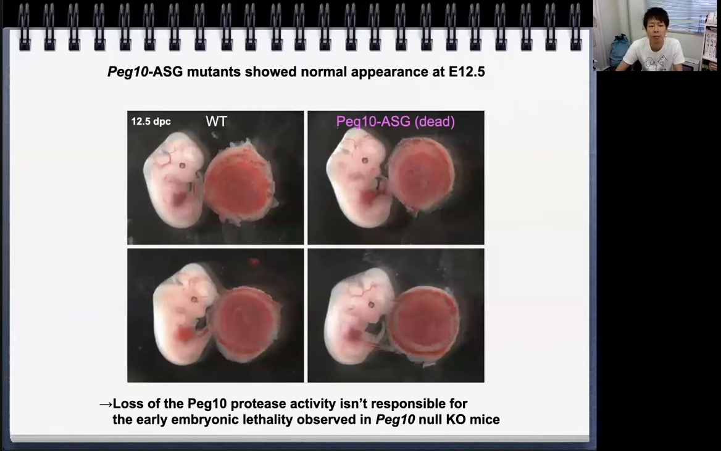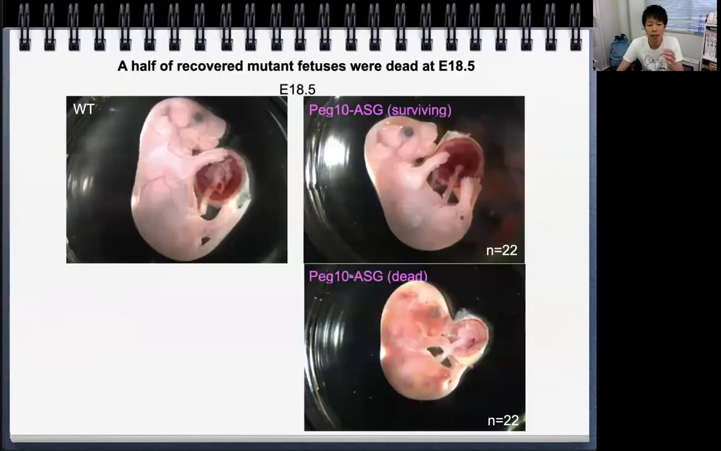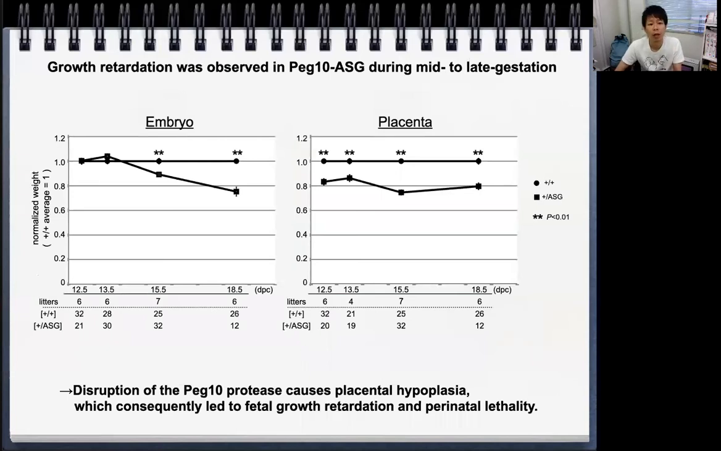Before the generation of RIKEN-ASG mice, we predicted that the mice would show early embryonic lethality like the knockout mice. However, as shown here, the mutant embryos and placenta were apparently normal at 12.5 days. Instead, we found that about half of the recovered mutant fetuses were dead at 18.5 days. Also, surviving mutant fetuses showed small size and had small placentas compared to normal mice. So we performed detailed analysis of the growth phenotypes.